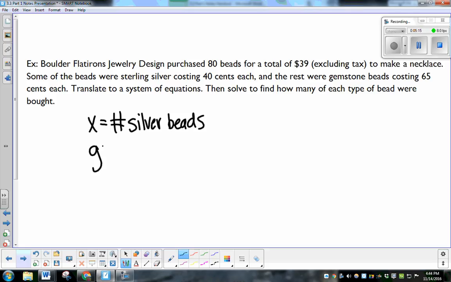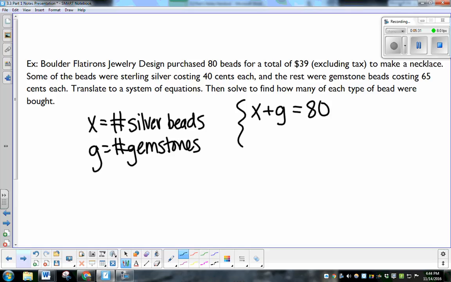And I'm going to let G equal the number of gemstones. So in our system, first we know the total beads was 80. So in my system, I know that the number of silver, X, plus the number of gemstones equals 80 beads total.